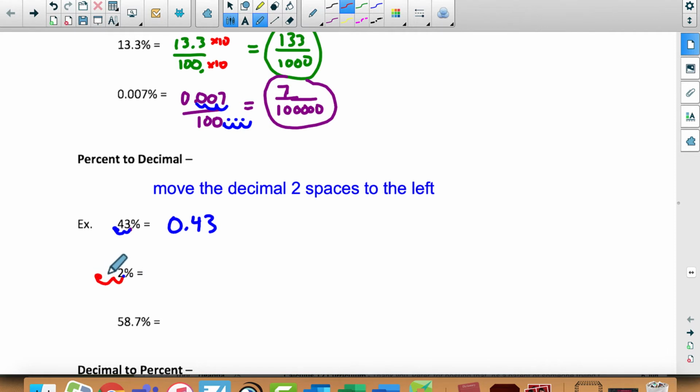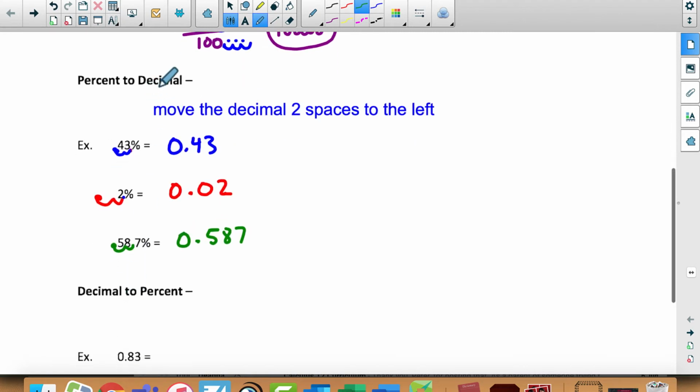I have a space right there. Got to put a 0 in there. So you're going to have 0.02. And the last one, there's my decimal. I move it 2 spots to the left. 1, 2, oh, it's going to be 0.587. So that's not too bad.